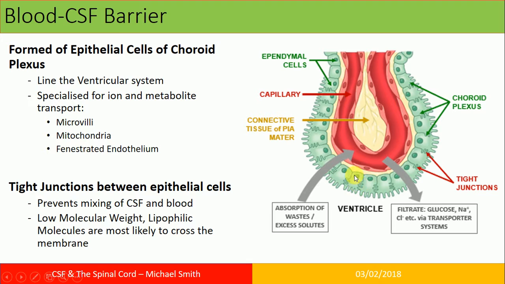And these epithelial cells have microvilli and mitochondria and special transporters, allowing them to pass through certain things such as glucose, sodium and chloride, and absorbing some of the waste and excess solutes that are within the ventricle. But it means that other things that are contained within the blood, which don't have these special transporter systems, are unable to pass through.